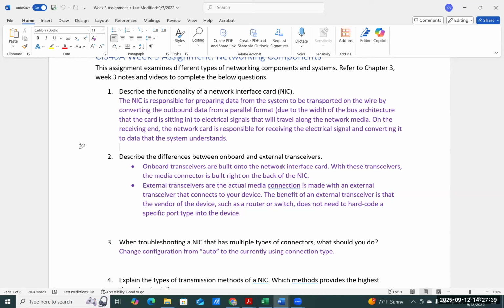And then you would be able to use it. So it has the pluggable capability, so that way I can adapt to different network appliances in my network. Whereas if you have an onboard, it's only going to be integrated for that network adapter. So if that network adapter doesn't have it, I am going to be required to buy an external transceiver.